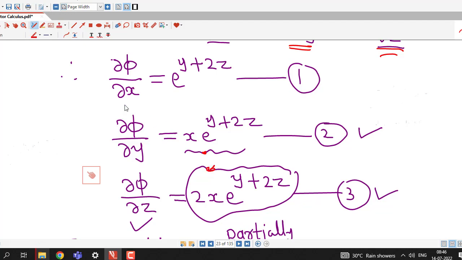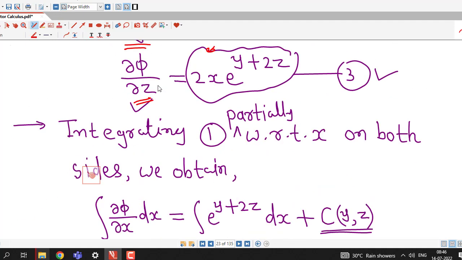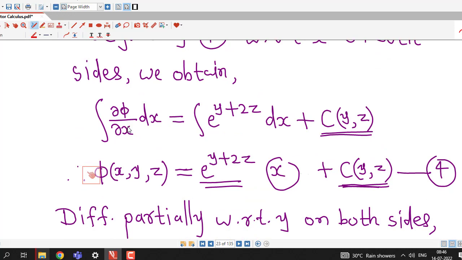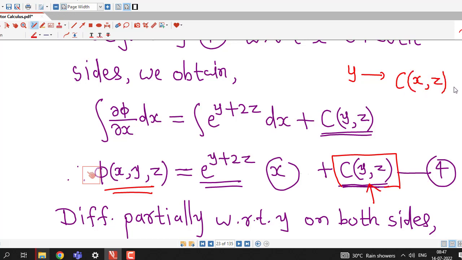After that we can start with any of these three equations. Here we started by taking integral of this function with respect to x, considering y and z as constant. So integral of del phi by del x is phi of xyz equal to x e raised to y plus 2z plus c of yz. So be careful, if you are integrating with respect to x, your constant of integration will be a function of y and z. Suppose you are integrating with respect to y, your constant of integration will be a function of x and z. And if you integrate with respect to z, you have to write the constant of integration as a function of x and y.